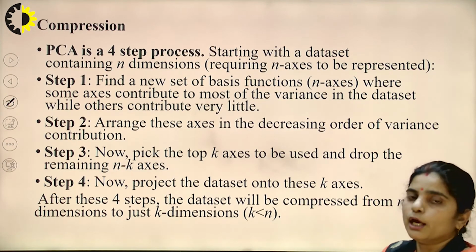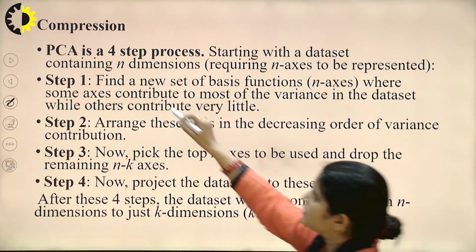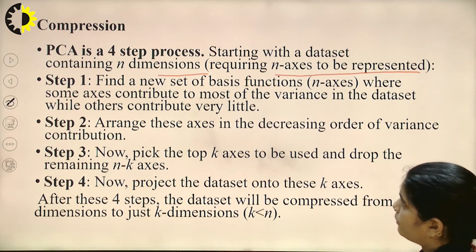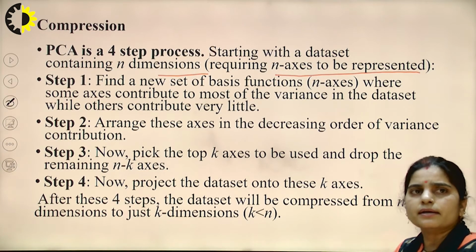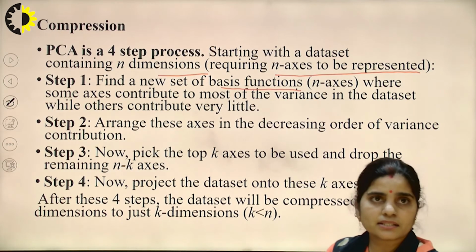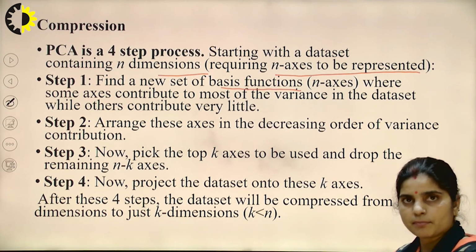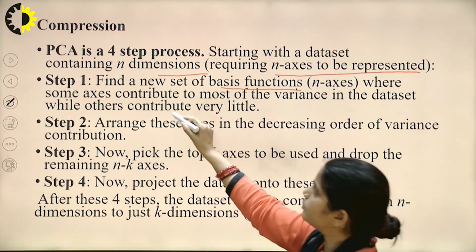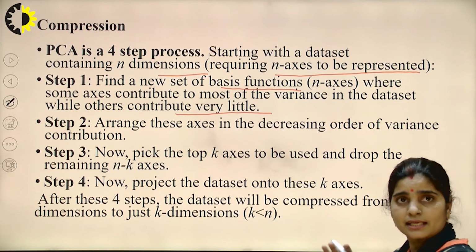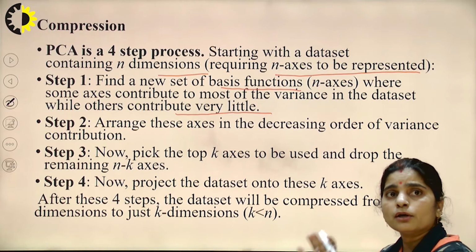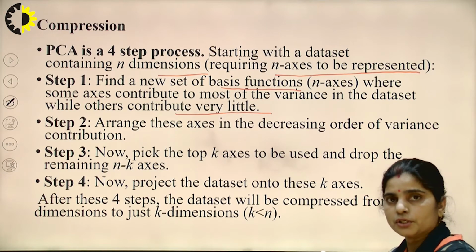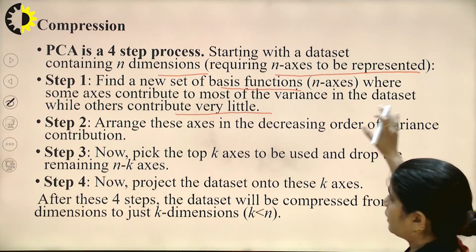Using PCA, we have a data set which contains n-dimension data requiring n axes to be represented. So, in step 1, we standardize the data, which means we find a new set of basis functions where some axes contribute most of the variance present in the data set, while the others contribute very little. Here we identify which standardized functions contribute the most to the variance, or which contribute less to the variance in that particular data set.